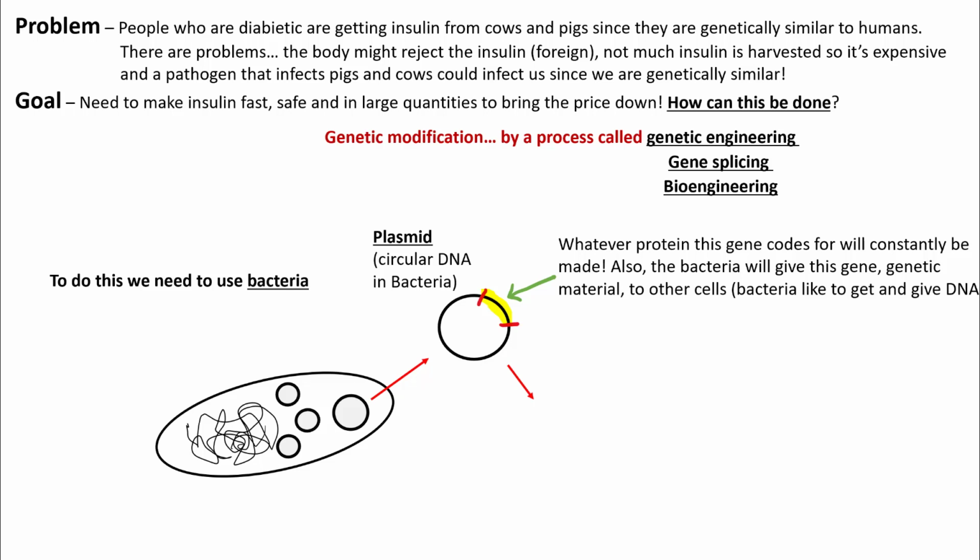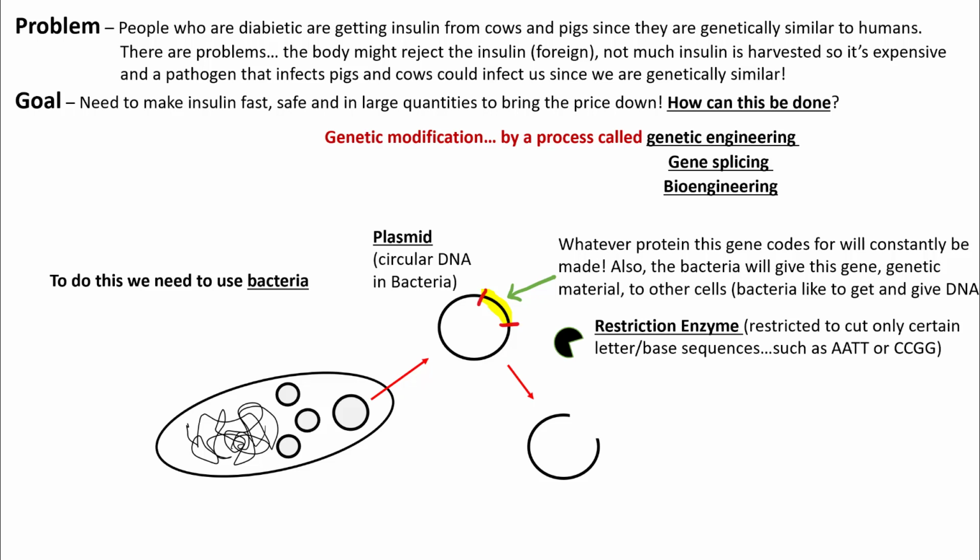So this area of the plasmid, the circular DNA, we're going to cut it out using a restriction enzyme. It's called a restriction enzyme because it only cuts certain letter sequences or base sequences in DNA. So wherever it sees AATT, it will cut. Or if it sees CCGG, it will cut there. Depends on which restriction enzyme you're using.